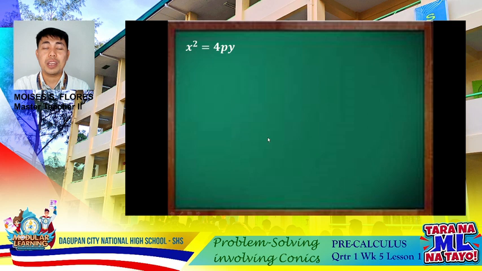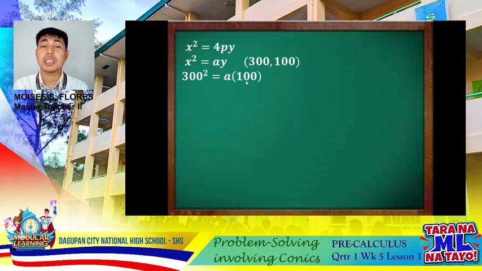Okay, and we are going to rewrite the equation in standard form, representing the 4p with a variable a. So therefore, x squared equals ay. This a is now unknown. From our given coordinates 300 and 100, it's just a matter of substituting in our coordinates. Therefore, the value of x is 300 and with respect to y is 100. So a is unknown. For us to solve for that, simplify it further.